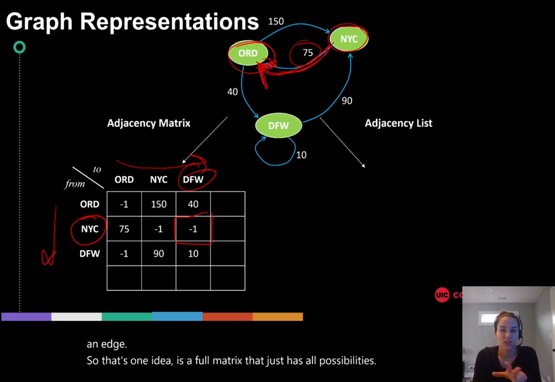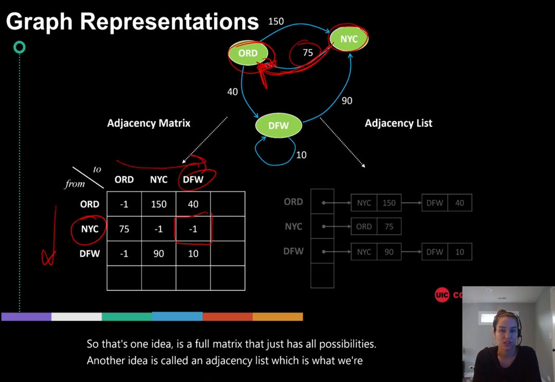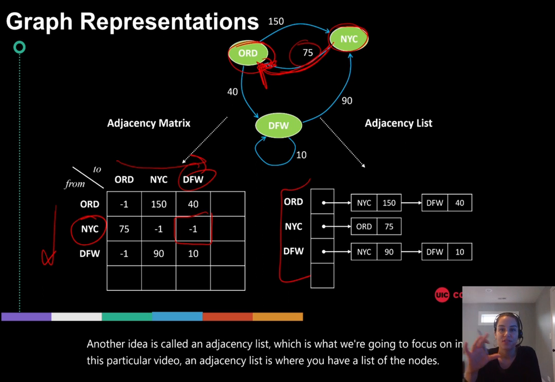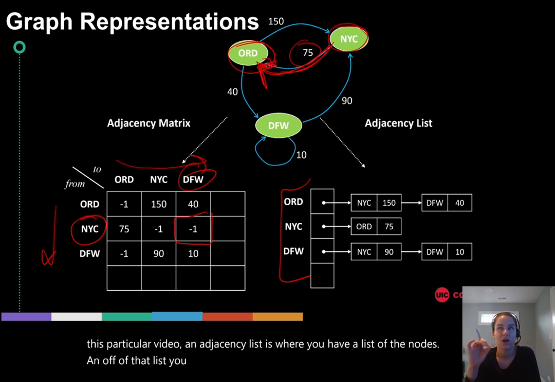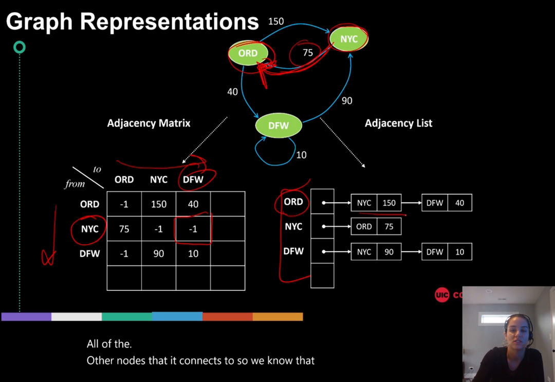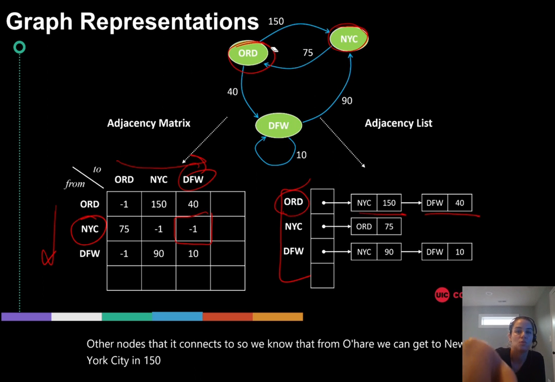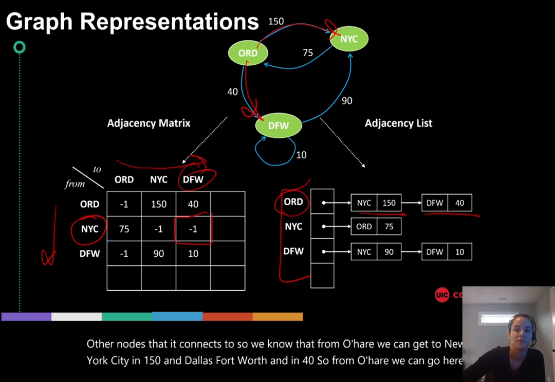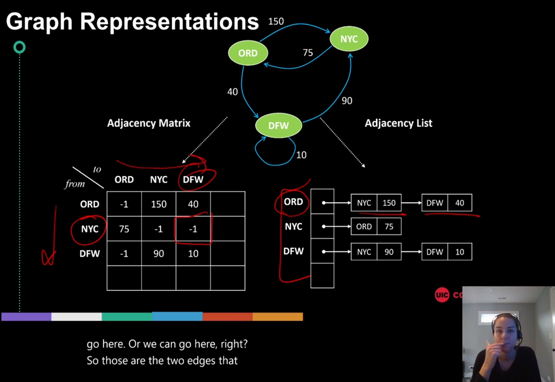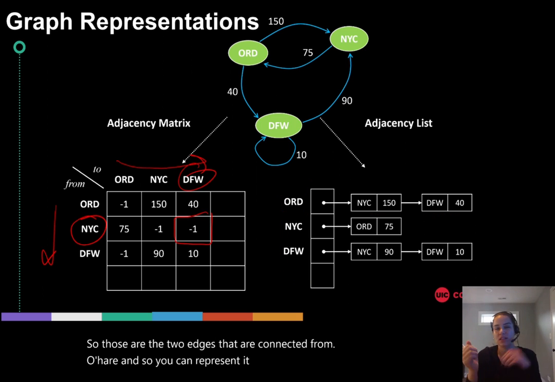Another idea is called an adjacency list, which is what we're going to focus on in this particular video. An adjacency list is where you have a list of the nodes, and off of that list you connect all of the other nodes that it connects to. So we know that from O'Hare we can get to New York City in 150 and Dallas-Fort Worth in 40. So from O'Hare we can go here or we can go here, right? Those are the two edges that are connected from O'Hare. And you can represent it in something called an adjacency list.